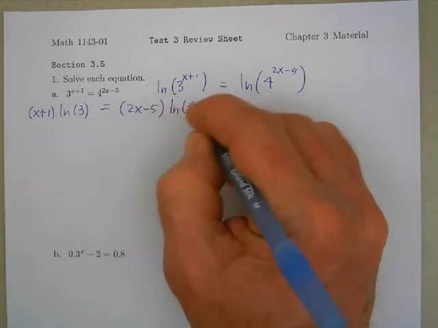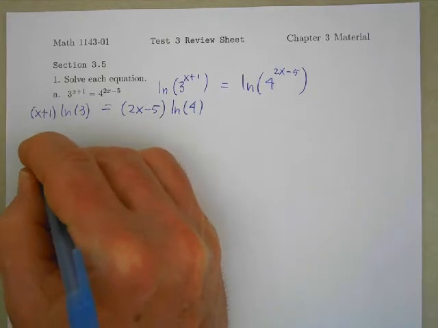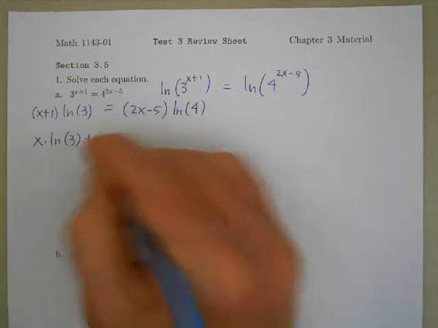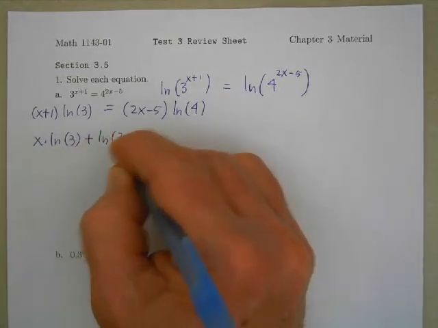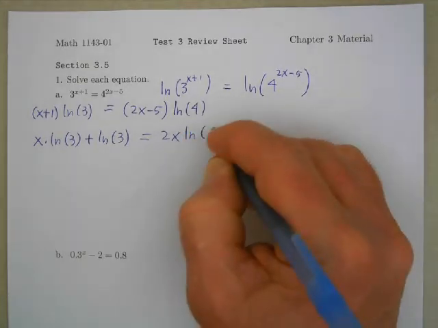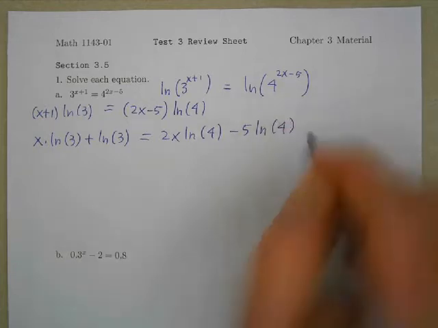Then apply the distributive property on both sides, so we get x times the natural log of 3 plus 1 times the natural log of 3. On the right-hand side, 2x times the natural log of 4 minus 5 times the natural log of 4. So we're solving for x.